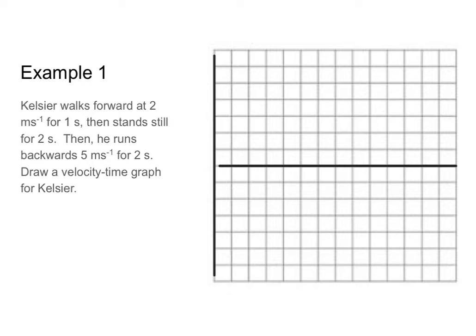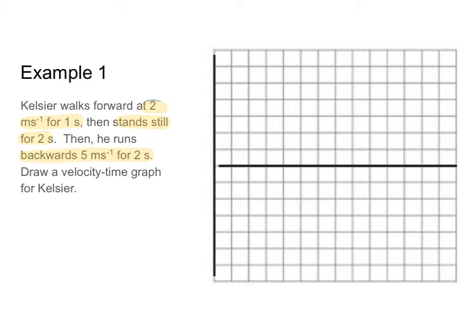So, Kelsier is going to walk forward at 2 meters per second. I'm going to make that yellow instead, for 1 second. Then he'll stand still for 2 seconds, and then run backwards at 5 meters per second for 2 seconds. So we're going to draw Kelsier's velocity time graph.